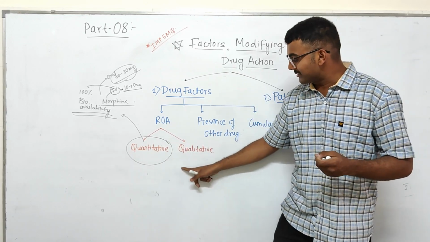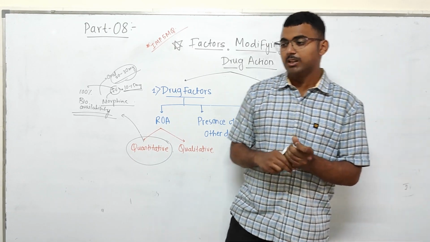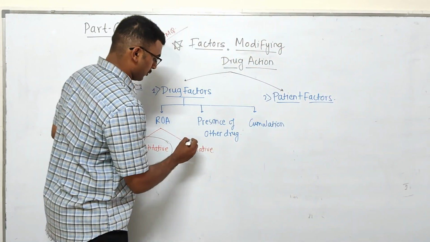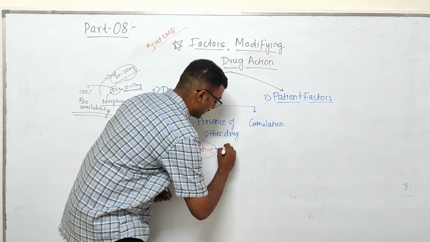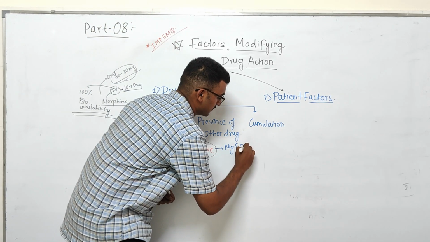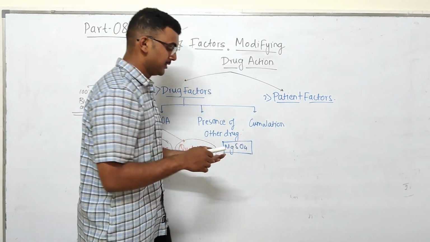Now let us try to understand the qualitative factor, the quality of the drug. Let me give you an example of this qualitative format. There is a drug called magnesium sulfate.